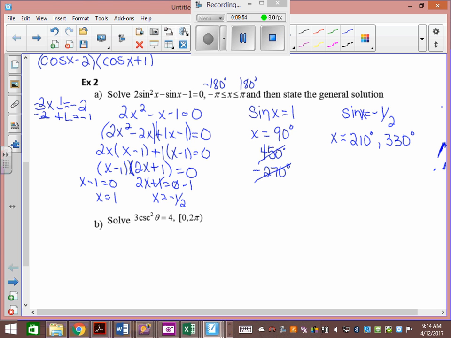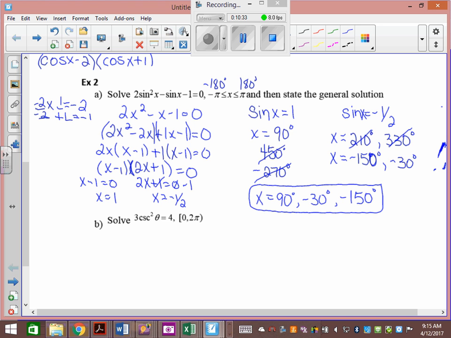But if I subtract 360 from 210, what do I get? Negative 150? Does that fit? Oops, 150. Yep, that fits. The 210 doesn't. What about 330 minus 360? Negative 30. Does that fit? Yeah. Now, if I did coterminals to those and kept going, would they be outside of that? Yeah. So my solutions are x equals 90, negative 30, negative 150. I usually start at the smallest negative and work up, but I didn't do that. I don't know why. Those are the three solutions.